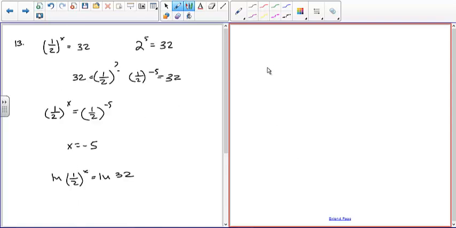So again, I can pull that variable out, and I can solve for x. X equals the natural log of 32 divided by the natural log of 1/2. And I can plug that in my calculator. Natural log of 32 divided by the natural log of 1/2, and I get negative 5.